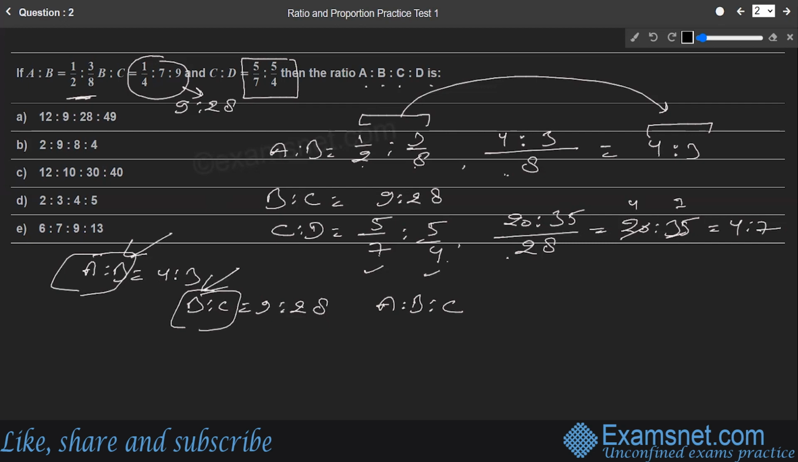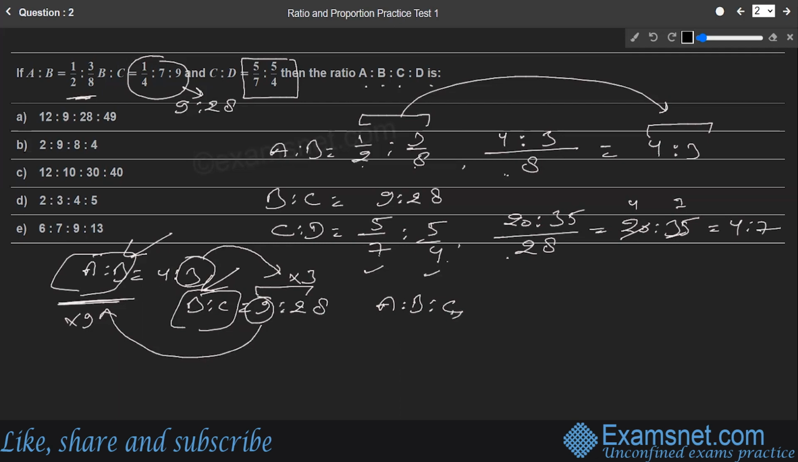So what should we do? B's value in the first ratio is 3 and B's value in the second ratio is 9. So I will multiply the first ratio by the second ratio's B value, that is 9, and at the same time, I will multiply the second complete ratio by the first ratio's B value, that is 3, to give you A is to B is to C.